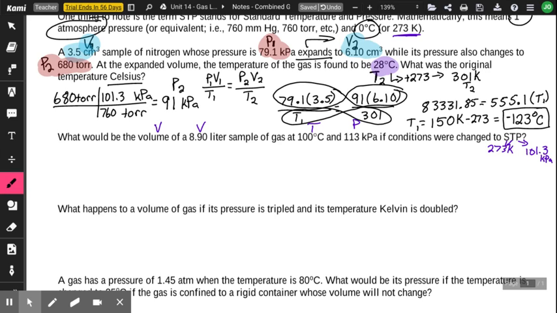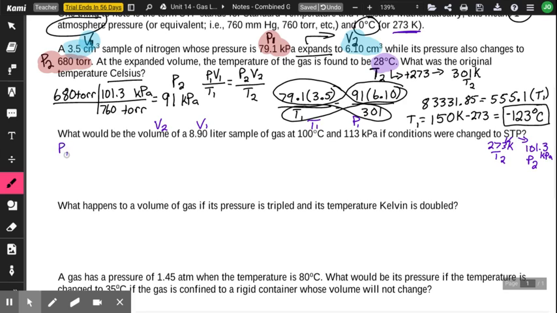Okay. Now it tells us that the conditions were changed to this. Okay. So what that tells me is that this is my temperature 2 and this is my pressure 2. Okay. And then they ask me what would be the volume. Well, that would tell me that's volume 2. All right. So I have volume 1, temperature 1, and pressure 1. Okay. Now again, this is going to be a change in pressure, temperature, volume. So what that tells me is it is combined gas law. So P1V1 over T1 equals P2V2 over T2.